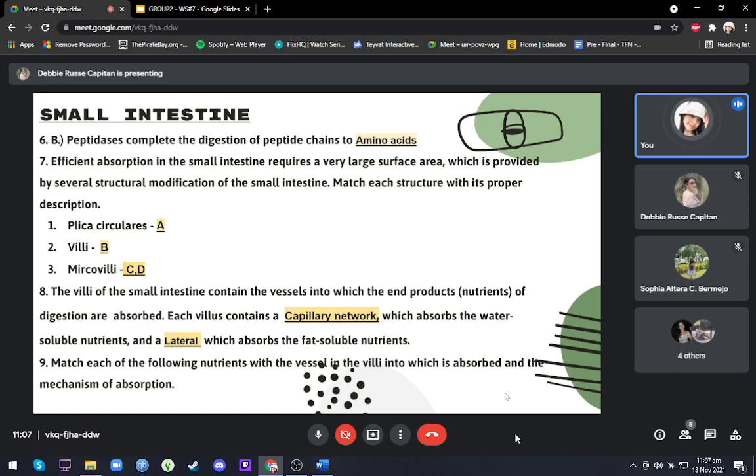8. The villi of the small intestine contain the vessels into which the end products or nutrients of digestion are absorbed. Which vessel in a villus contains a capillary network which absorbs the water-soluble nutrients, and a lacteal which absorbs the fat-soluble nutrients? 9. Match the following nutrients with the vessel in the villi in which each is absorbed and the mechanism of absorption.